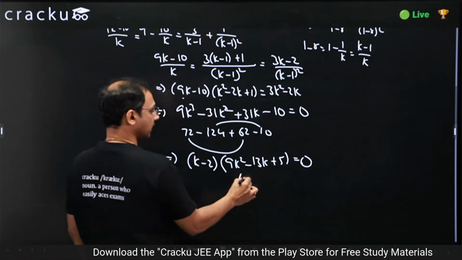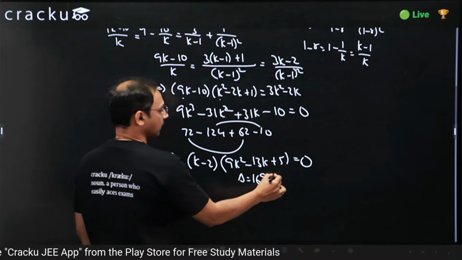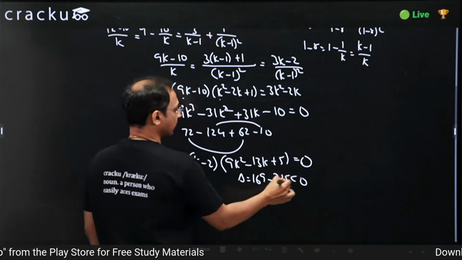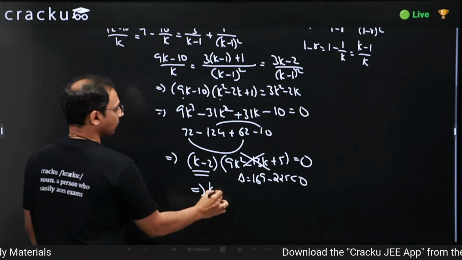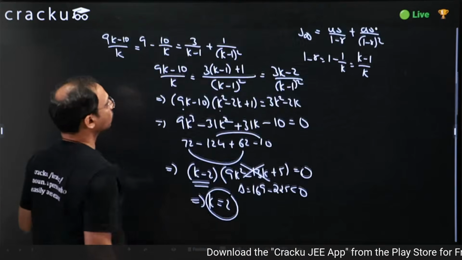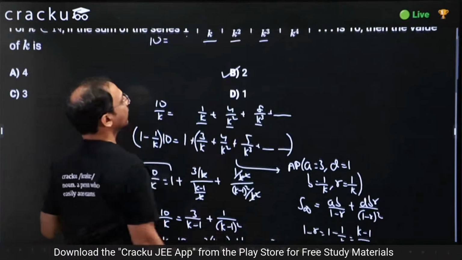Here the discriminant is b square minus 4ac. This will be minus 225, which is negative. So here I'll not have any real roots. So the only real root is k equal to 2. So the second option is the correct answer.